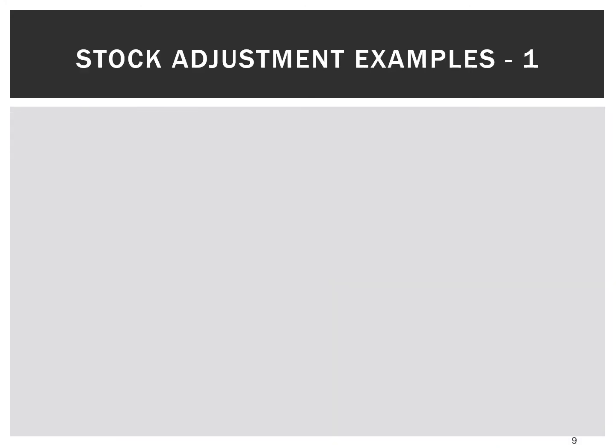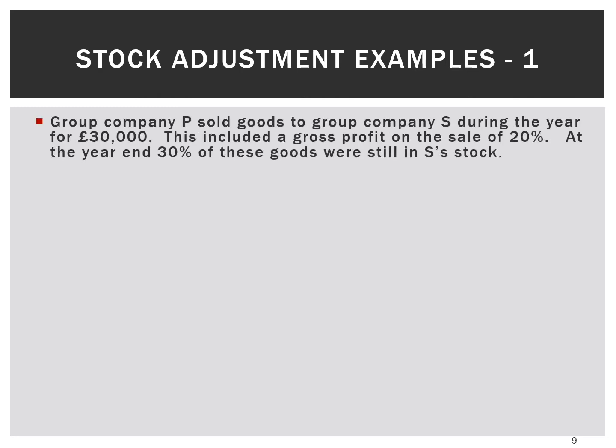So here's a couple of examples of the calculations you'll need to carry out if there's a stock adjustment. In this case, the group company P sells goods to a subsidiary company S during the year for £30,000. This includes a gross profit on the sale of 20%, and at the year end 30% of these goods were still in the subsidiary company's stock.